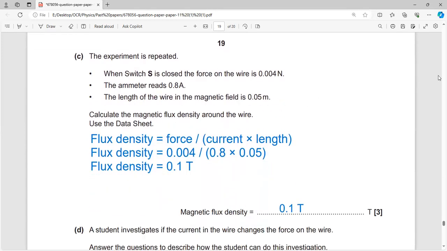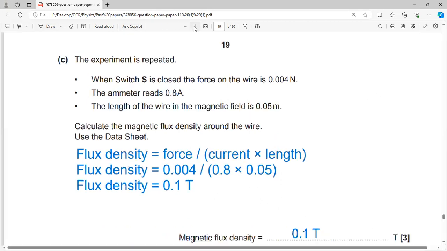This experiment is repeated, and when the switch S is closed, the force on the wire is 0.004 Newton. Now, the ammeter reads 0.8 ampere of current, while the length of the wire is given as 0.05 meter. You need to calculate the magnetic flux density around the wire. The magnetic flux means the total number of magnetic field lines passing through the wire. So that's our magnetic flux density.